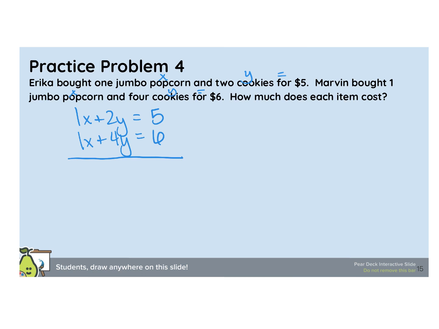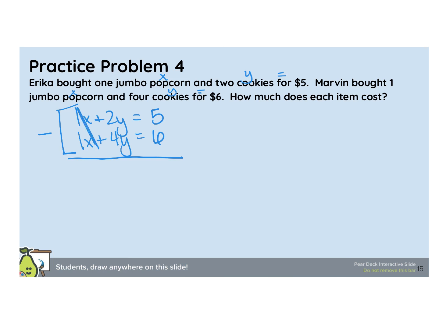Look at my coefficients. My X's are 1 and 1. My Y's are 2 and 4. Which ones are the same? The X's. We're eliminating X. Now, do I add or subtract? Well, they're both positive 1. So what's going to make those 1s go away? Subtraction. Same sign, subtract. Cross out the X's, they are eliminated.